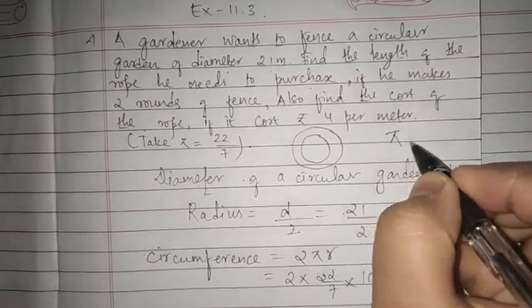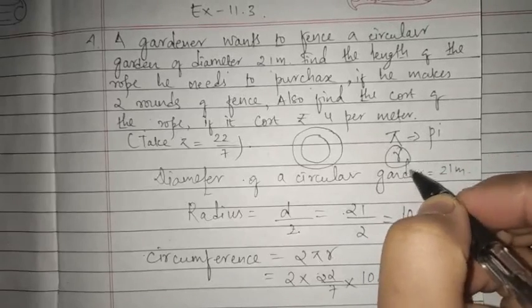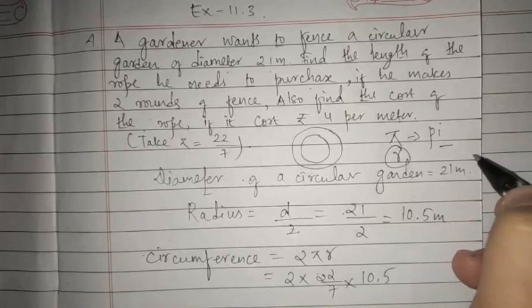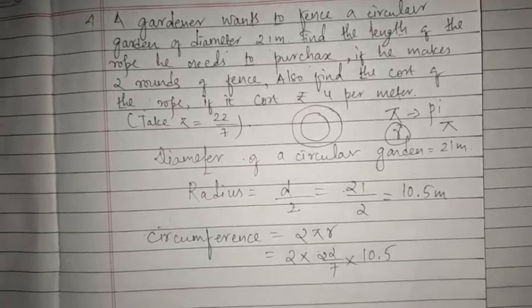Pi is written like this. This is called pi. Most of you are writing it wrongly. Make a straight horizontal line, then make 2 legs. That is your pi.